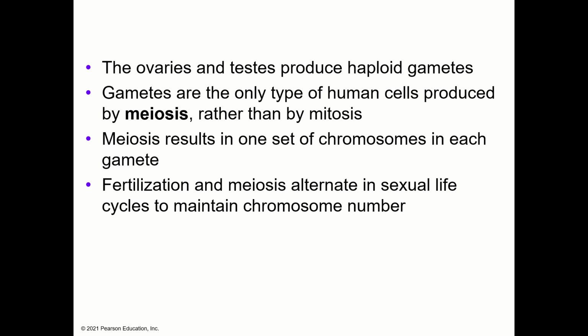The ovaries and testes produce haploid gametes. Gametes are the only type of human cells produced by meiosis, rather than by mitosis. Meiosis results in one set of chromosomes in each gamete. Fertilization and meiosis alternate in sexual life cycles to maintain chromosome number.